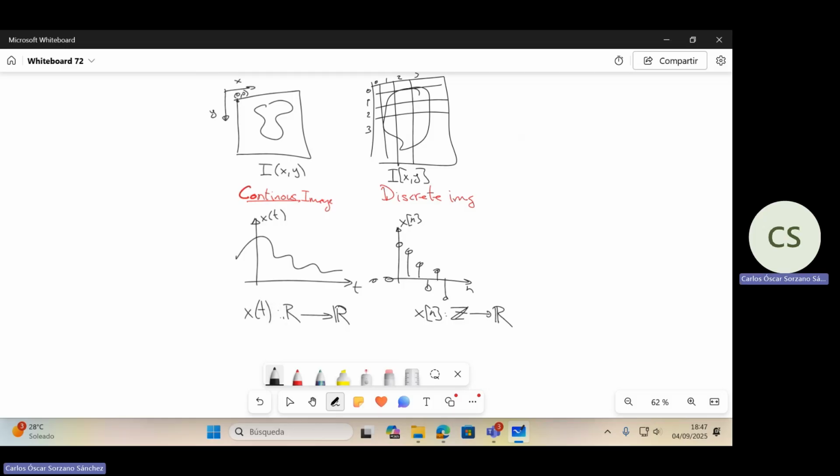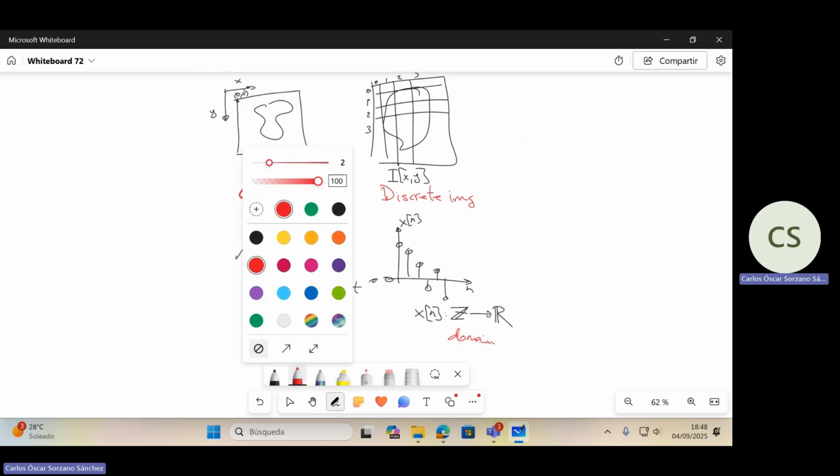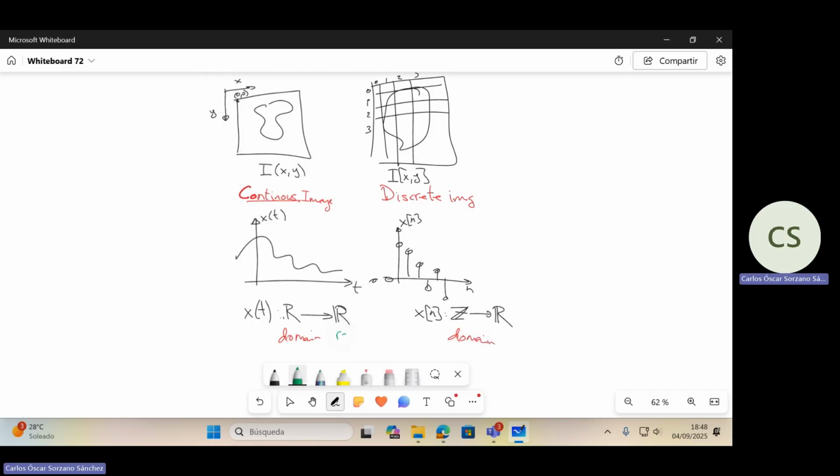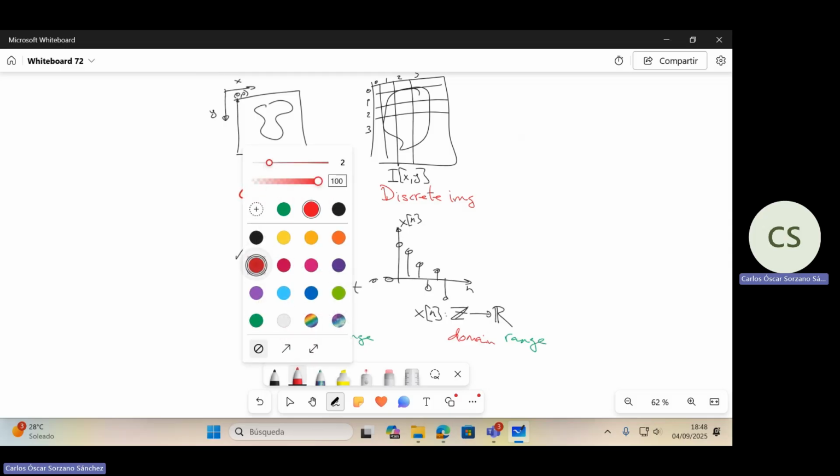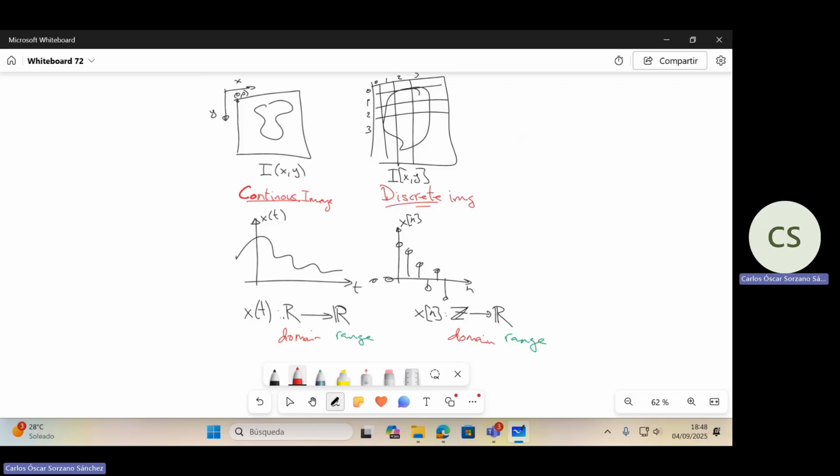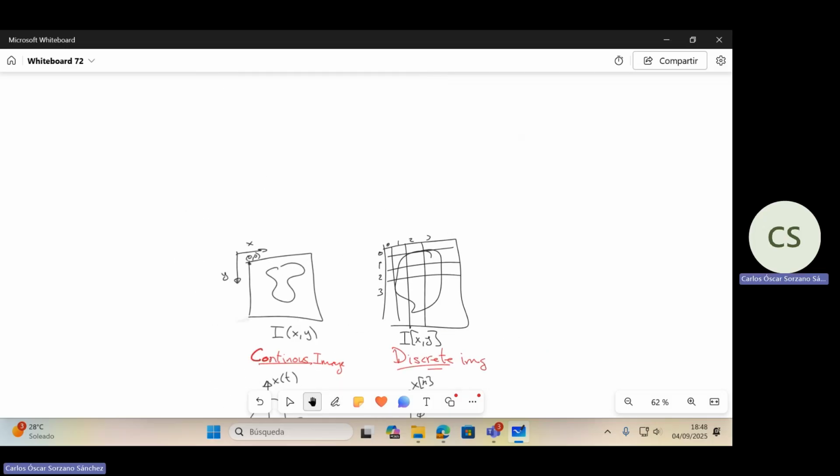So in this notation, the domain is the one that is discrete or continuous, and the other one is the range. In this example, the range is always continuous. So when you say discrete or continuous image, you are referring to the domain of that function. And the same applies to images.